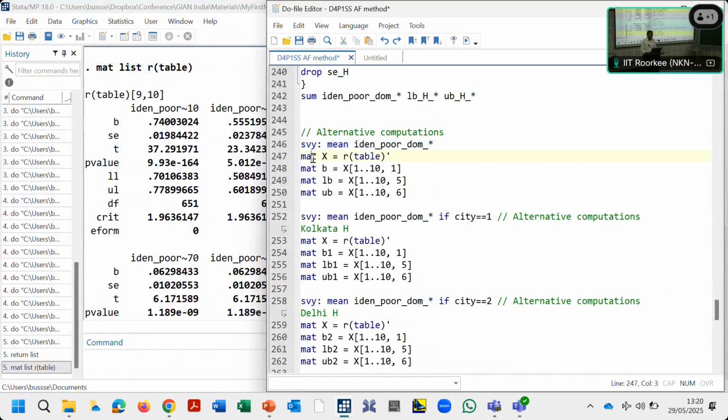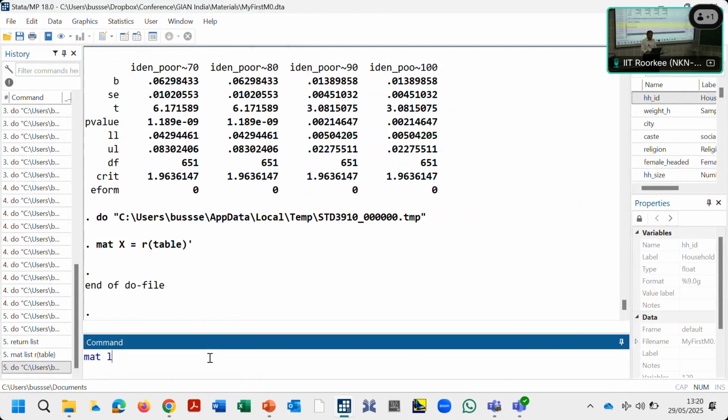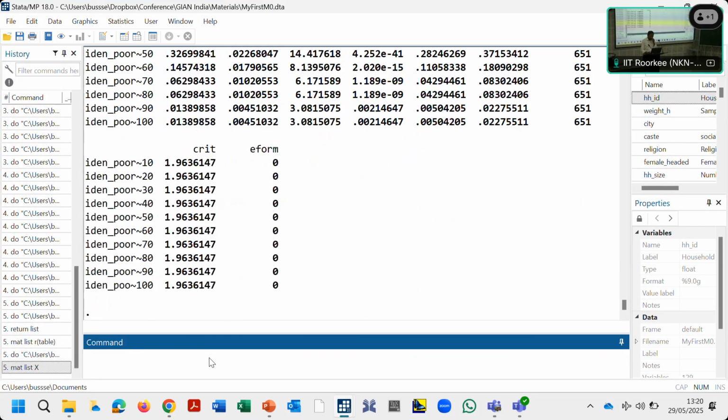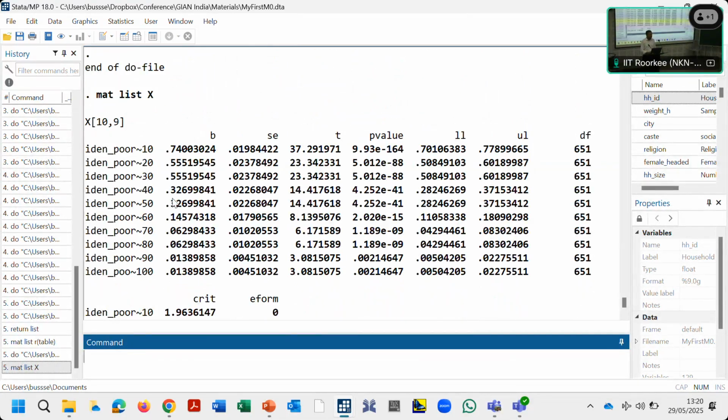So what I'm going to do is create a matrix. This matrix from this r(table), I'm going to transpose it. So I'm going to write matrix X equal to r(table) prime. If I run it and say mat list X, there you go. Everything is now in column form. This is how I want it in STATA.